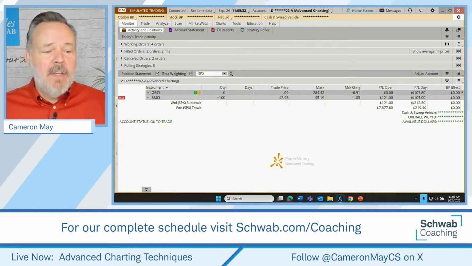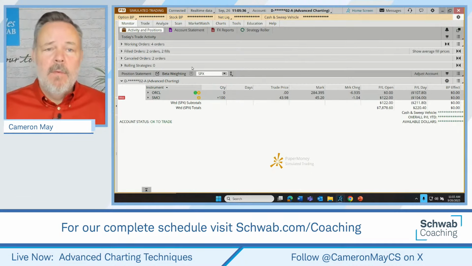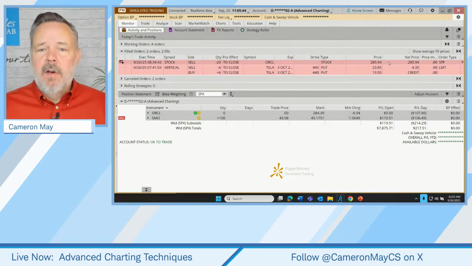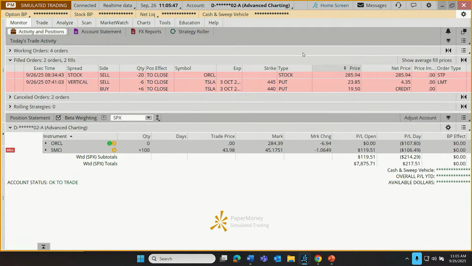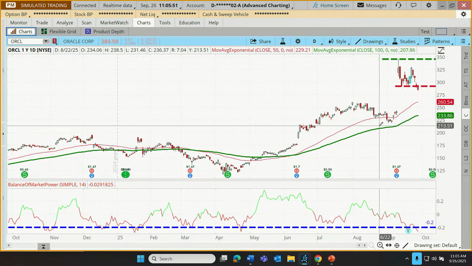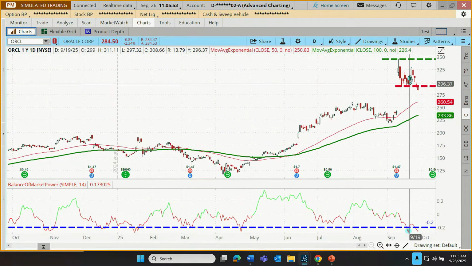we had a position on Oracle, ORCL. What in the world happened with that? If you'll notice, the quantity right now says 0. That's because we just had the stop filled on our Oracle trade. So if we go to the charts, let's have a look at our Oracle position. So this is last week's trade.